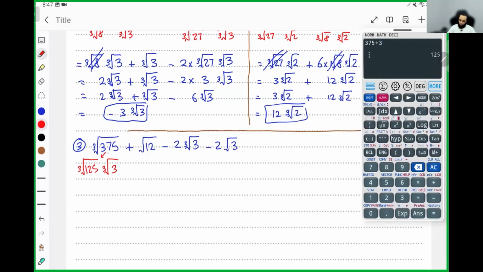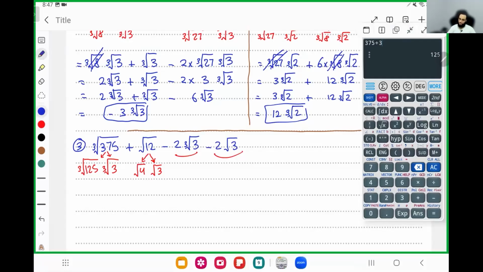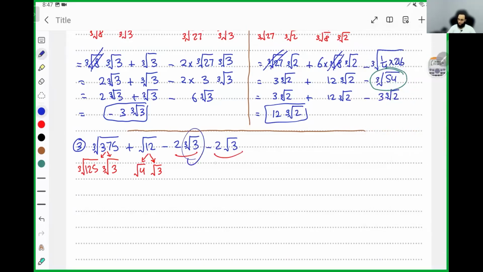And instead of the 12, I write root 4 by root 3, because it's a square root and square root 4 equals 2. This is the same. And this is the same. Leave it, because there is no simplifying for this root and there is no simplifying for this root. Okay? This is cubic root 125. This is cubic root 3. This is square root 4. This is square root 3. And this is 2 cubic root 3. And this is 2 square root 3.